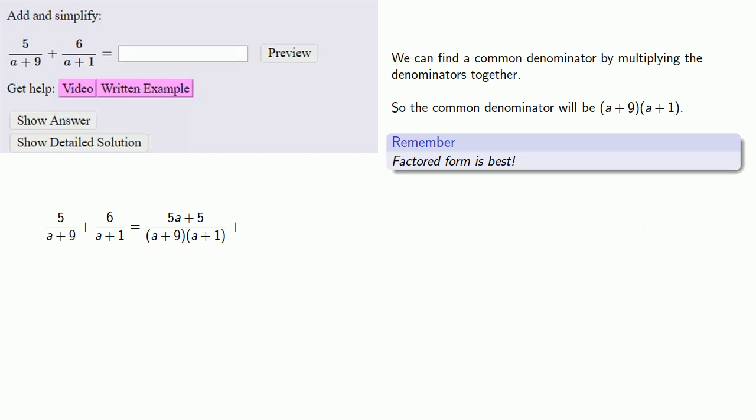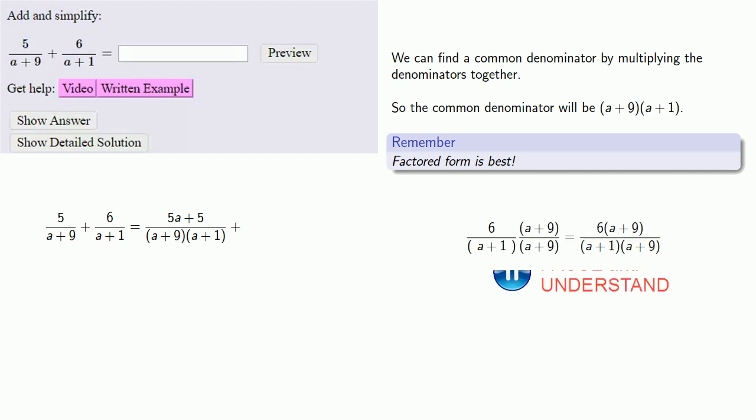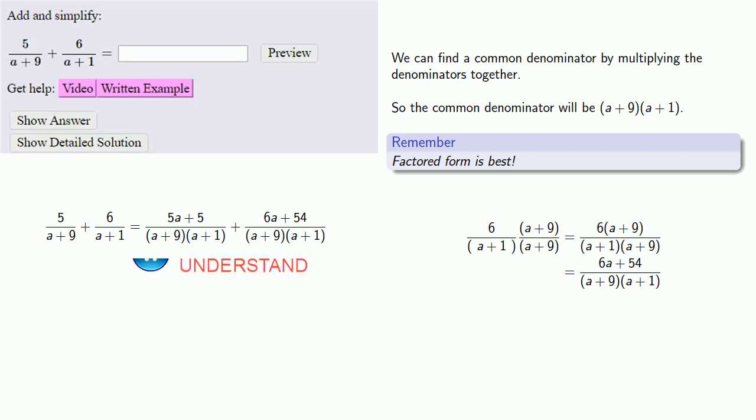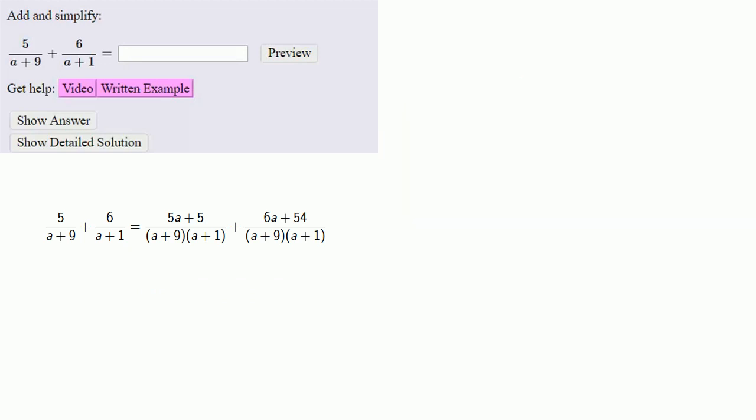Now, our second rational expression has the factor a plus 1, but it's missing the factor a plus 9. So we'll multiply numerator and denominator by the missing factor. We'll expand the numerator. And we'll keep the denominator in factored form, although we'll reverse the order of the factors so that they're the same as in the other rational expression. So now, our two rational expressions have the same denominator, so we can add the numerators together.